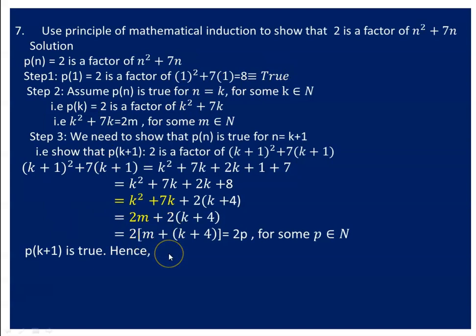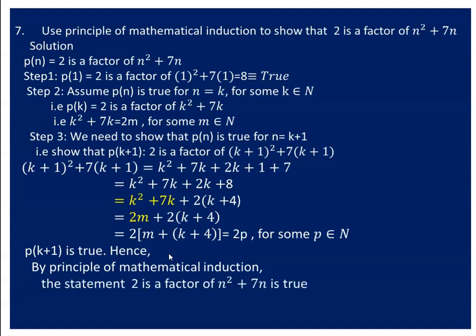Here we did so by the principle of mathematical induction, because the principle says so. By the principle of mathematical induction, one can conclude that the statement that says 2 is a factor of n squared plus 7n is a true statement. So whatever natural number you may place in place of n, it could be 200 or 1 million, whatever the case, the result is a multiple of 2, or we can say that 2 is a factor of n squared plus 7n.